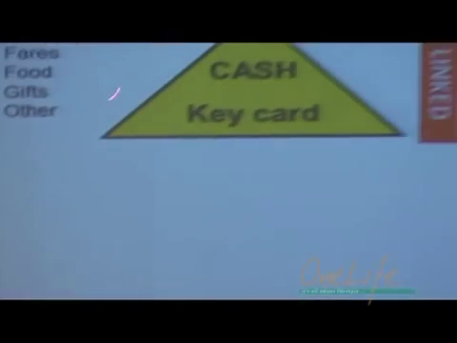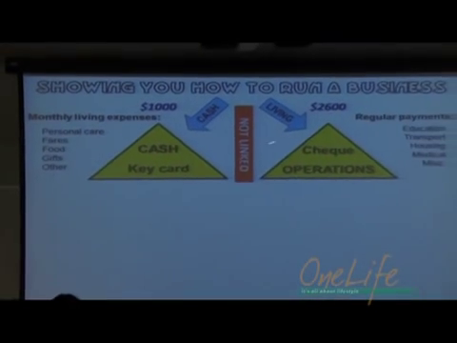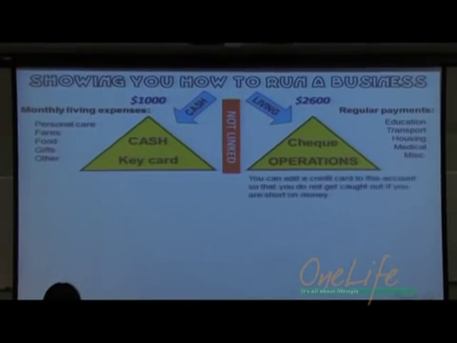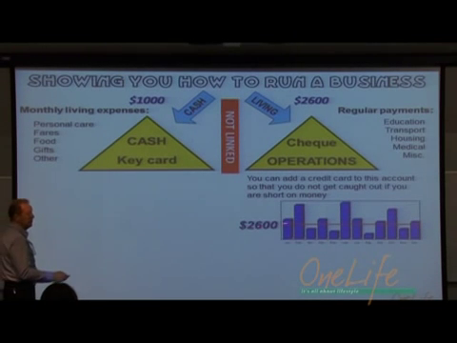The main one I was looking for both of you to tell me was it shows you how to run a business. You are a business. It shows you how to do that, and it does it by setting up your cash and your operations account. It talks about your personal expenses going out, but the big one here is your regular payments. Like in a business, you've got regular payments going out, and you can add a credit card to this. And this is the one of a business.